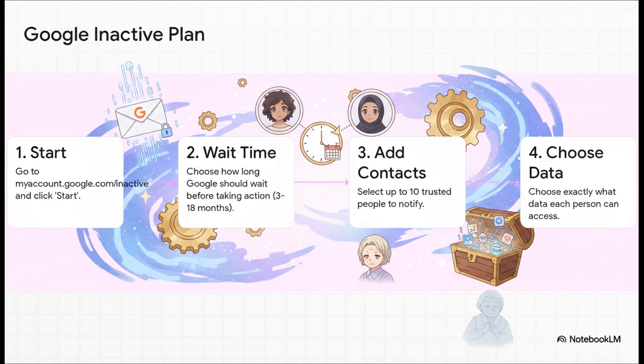All right, now for the millions of us using Gmail and Android, Google has this really powerful tool called the Inactive Account Manager. You just go into your Google account settings and tell it how long to wait, maybe 6 months of inactivity, before it jumps into action. It's a real set it and forget it system.